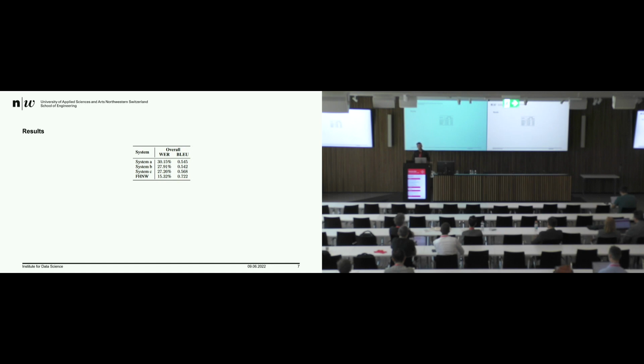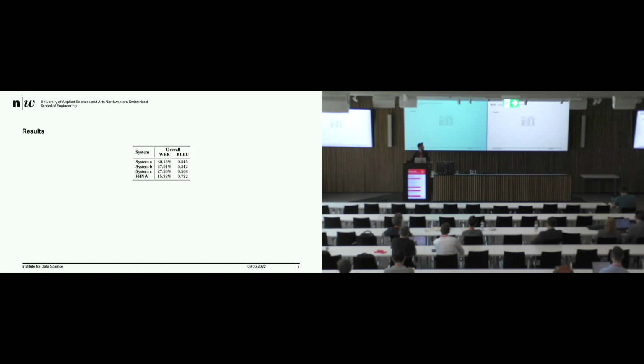And on the bottom of the table, we have our own system. We denote it as FHNW. And we report 2 scores, the word error rate and the Plüss score. It is better to have a low word error rate and a high Plüss score. So the best word error rate will be 0% and the best Plüss score will be 1.